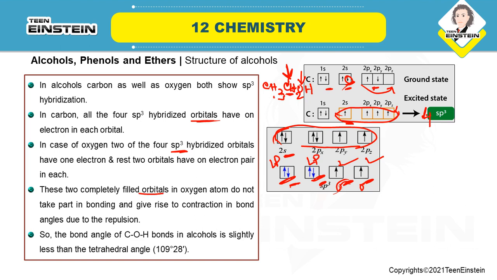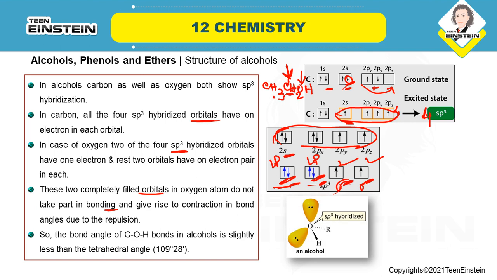These two completely filled orbitals in the oxygen atom do not take part in bonding. As a result, there will be repulsion between these two lone pairs. If you look at the configuration of oxygen in this very simple formula of alcohol, ROH, here oxygen is attached to carbon and one hydrogen, so we have 2 sigma bonds, and 2 sp3 hybridized orbitals will be used. The other 2 sp3 hybridized orbitals carry the lone pairs, but there will be repulsion between these two.